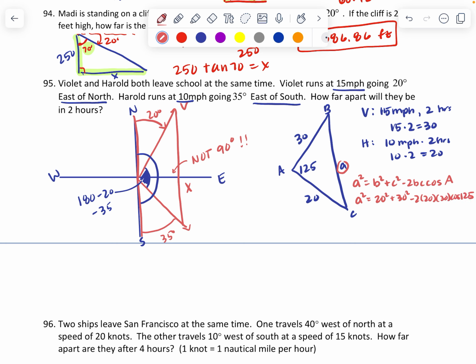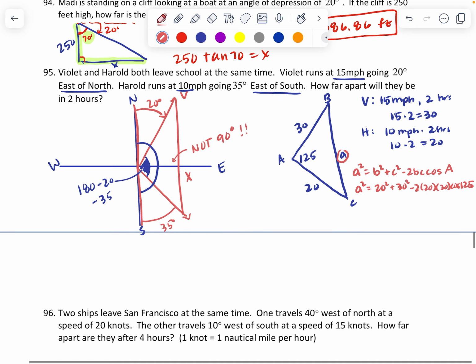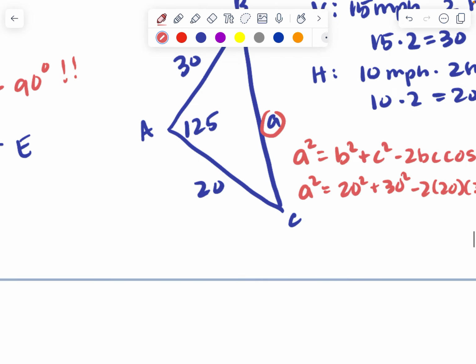I'm sorry, that got really tiny. Let me make it bigger for you guys so you can see it. Can I make it bigger? It won't get any bigger.